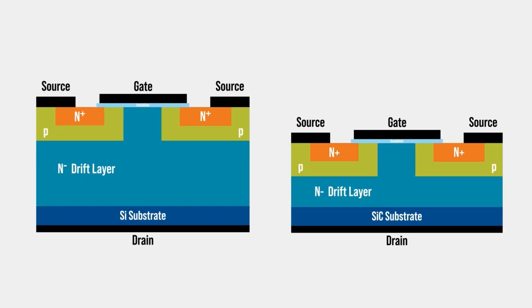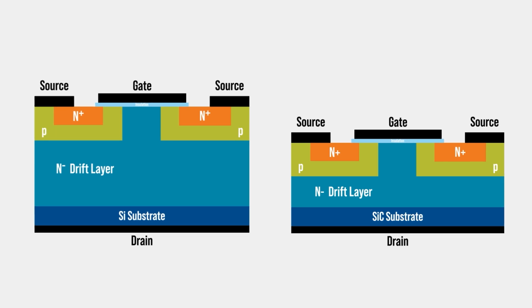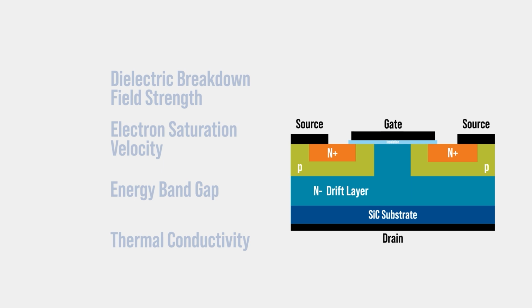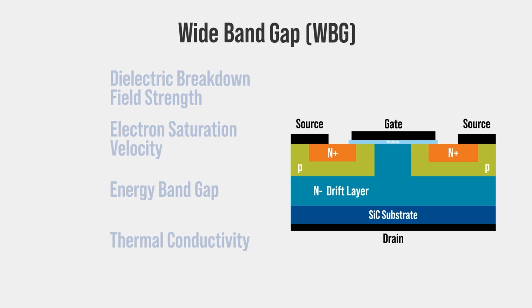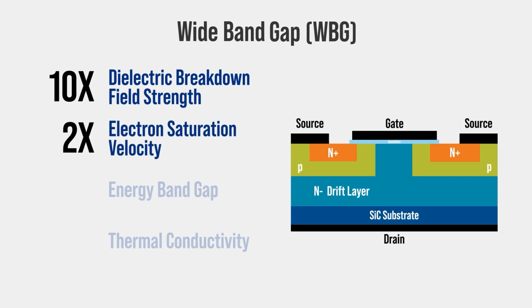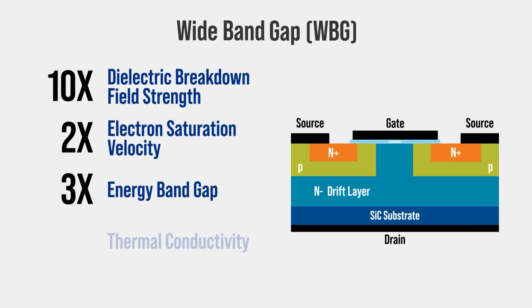And yes, I know there's variations and different ways to construct them. But sticking with the planar designs, let's compare to a silicon carbide MOSFET. It's essentially the same stack-up. The critical difference is that the substrate is now silicon carbide, or SiC. Imagine that. Silicon carbide is a wide bandgap material. Compared to silicon, it has a 10 times higher dielectric breakdown field strength, 2 times higher electron saturation velocity, 3 times higher energy bandgap, and 3 times higher thermal conductivity.